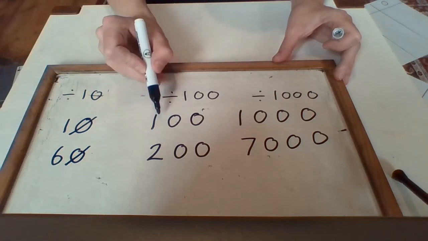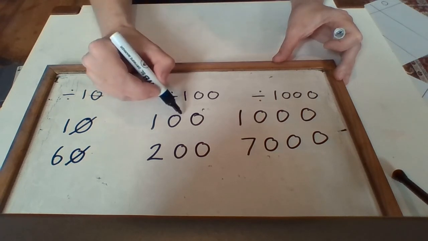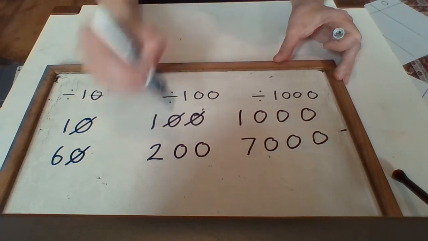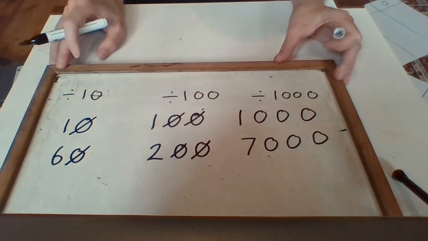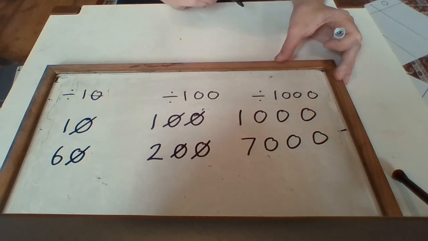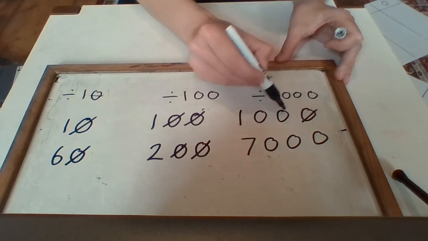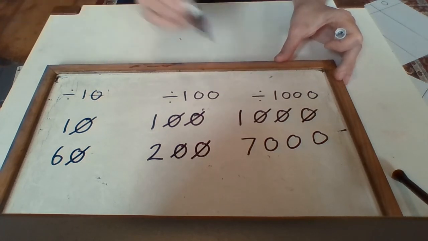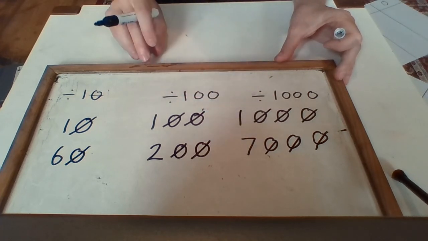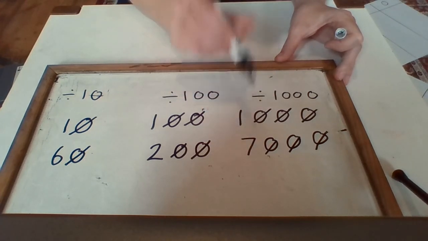Similarly, 100 divided by 100, if I remove these 2 zeros, I change the place value, and this becomes 1 again. 200 divided by 100, if I remove 2 zeros, I've changed the place value, and this becomes 2 ones again. And 1,000 divided by 1,000, if I remove my 3 zeros, I've changed the place value of this number, and it becomes a 1 again, all on its own. And 7,000 divided by 1,000, if I remove these 3 zeros, this is just a 7 on its own, and I've changed the place value, and it's now worth 7 ones.